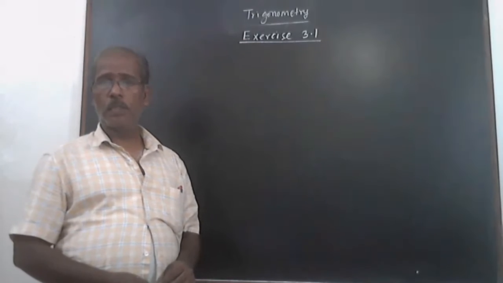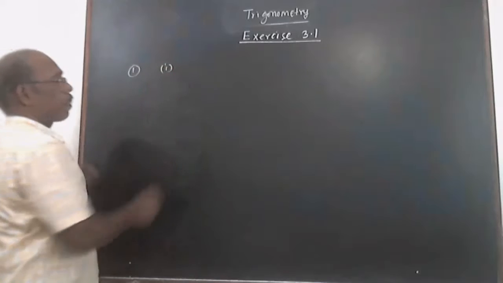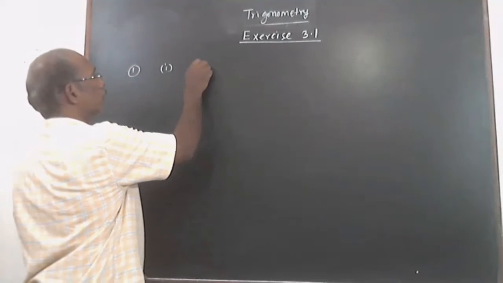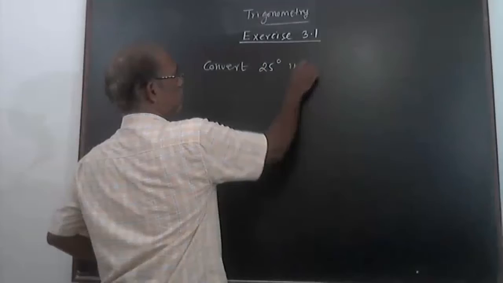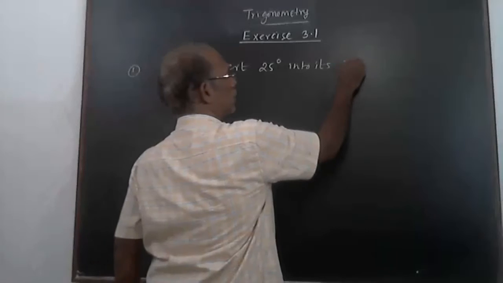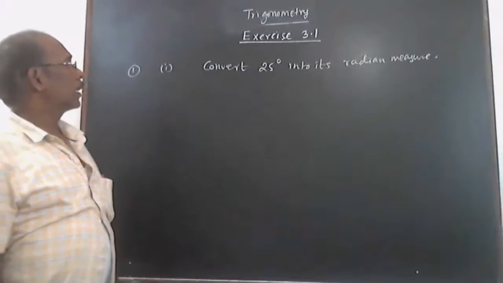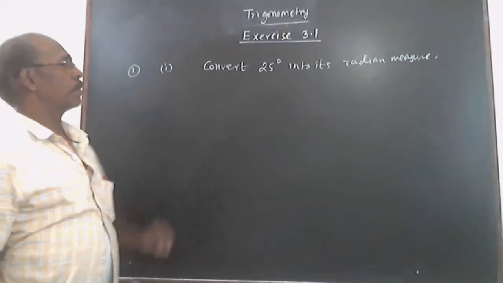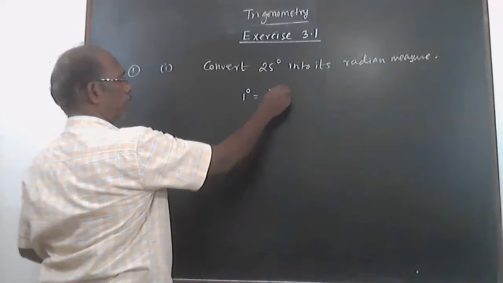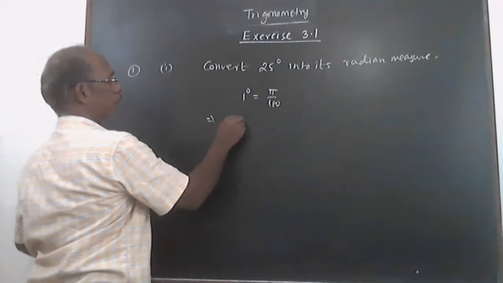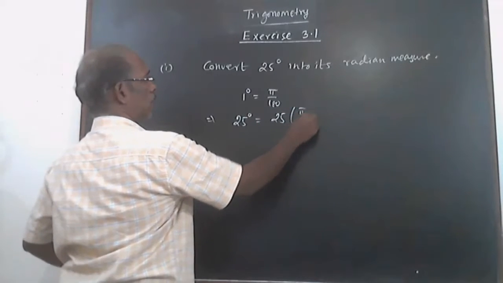Let us start the first question of exercise 3.1. First question, subdivision 1: convert 25 degree into its radian measure. 1 degree is pi by 180 radian. So 25 degree is 25 times pi by 180.